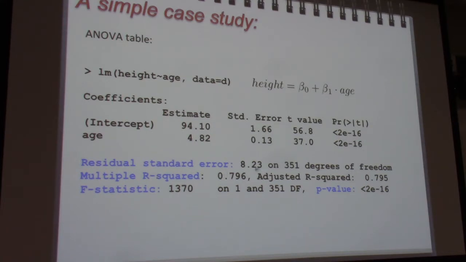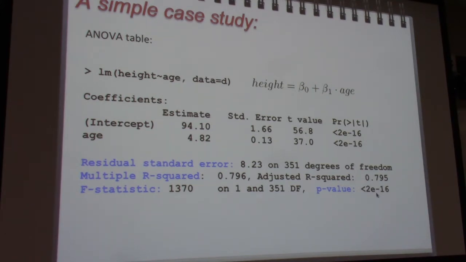This is the mean squared error with its degrees of freedom, so that's the average error sum of squares. This is my R squared telling me that 80% of the variability in height is explained by age, which sounds like a lot. And my F statistic, which will be around 1 if there's no explanatory power, is actually 1370, which is huge, and the p-value on 351 degrees of freedom is quite small.